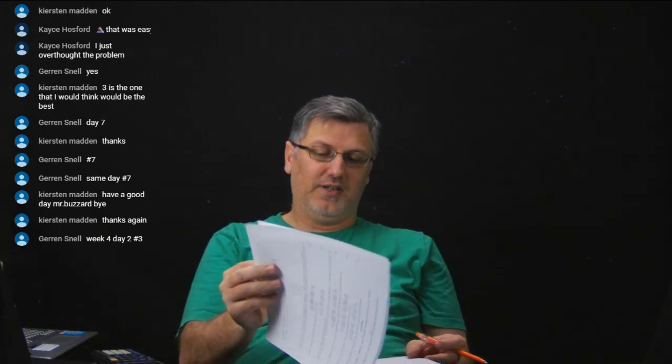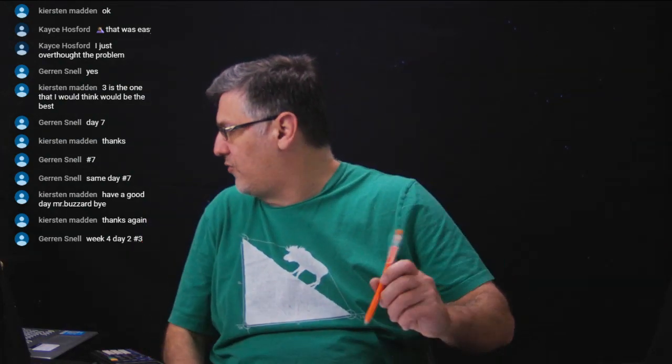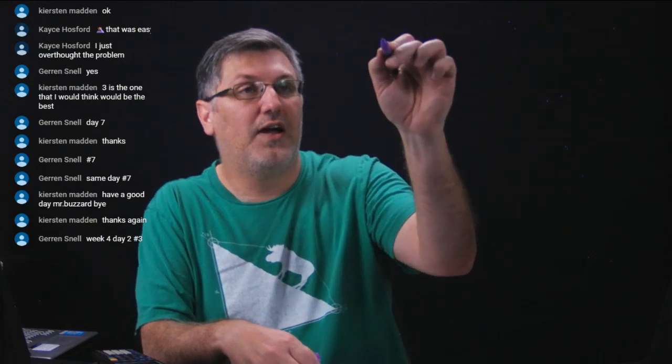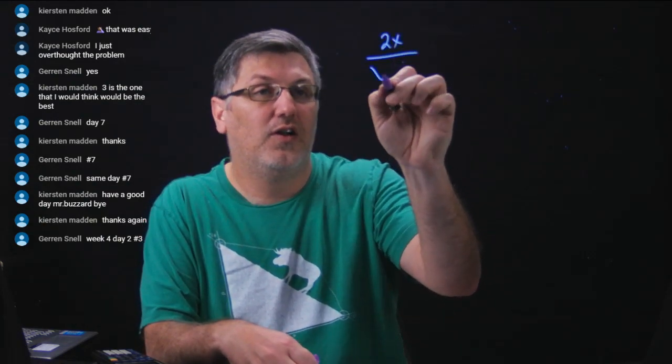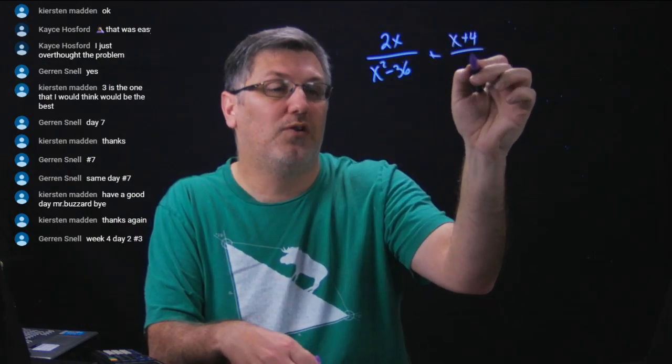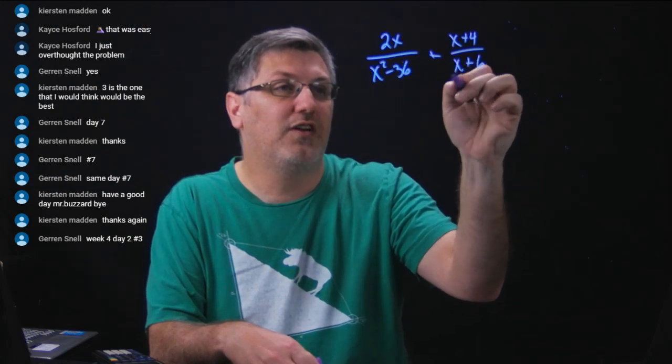Week 4, day 2, number 3. All right, let's see. This is at 24. Perfect. So we have 2x over x squared minus 36 plus x plus 4 over x plus 6.